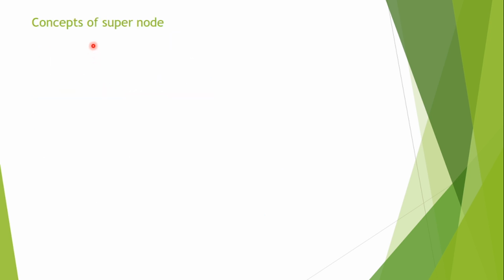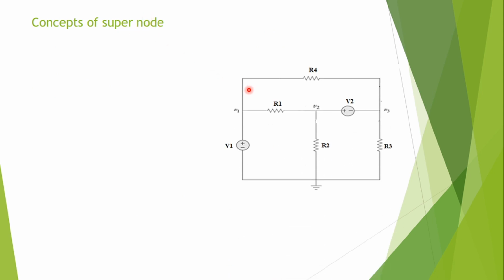Now next is the concept of supernode. Consider this network. Between node V2 and V3 there is an ideal voltage source. Whenever an ideal voltage source is connected between the nodes, what will happen? We can't write the expression of the current through this voltage source because no passive element is present in the network. So in such cases, what to do? There exists the concept of supernode.